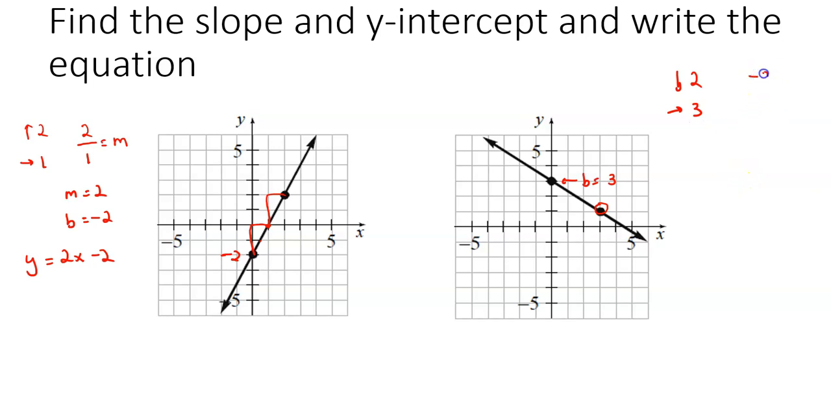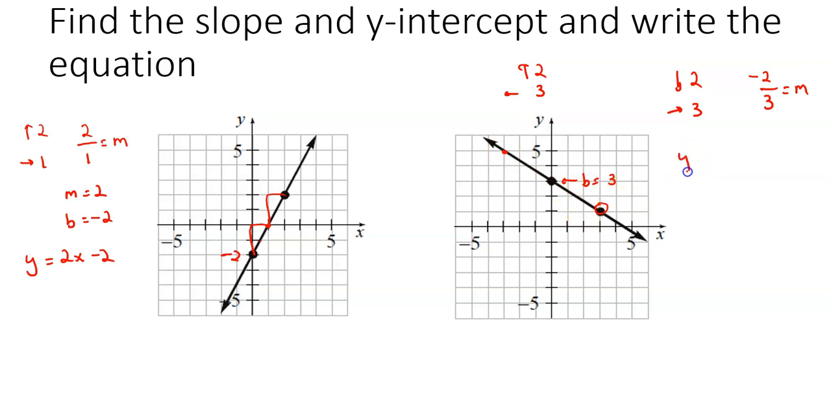So I'm going 2 in the negative y direction, 3 in the positive x direction. By the way, I can flip that. I can go up 2 and left 3, and I'll bet you that still works. I go up 2, left 3. Sure enough, there I am. So either way, the slope is -2/3.